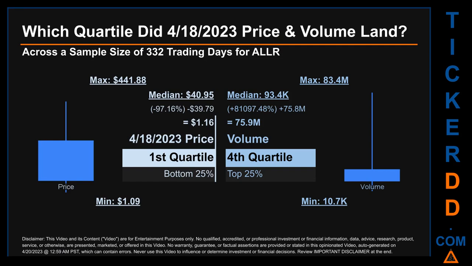The day's volume landed within the fourth quartile, marking it within the top 25% of all sampled daily volume, which saw a max daily volume of 83.4 million and a minimum of 10.7 thousand. Quartiles tell us about the spread of a data set by breaking that data set into quarters, just like how the median breaks the set into half.